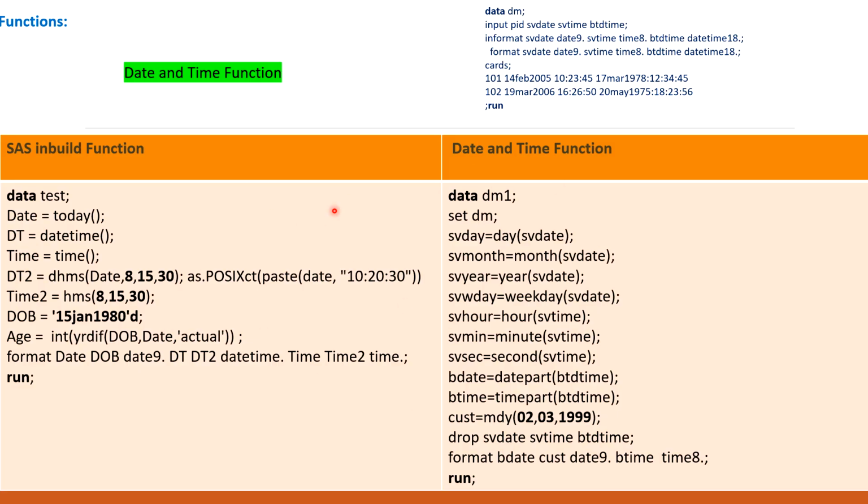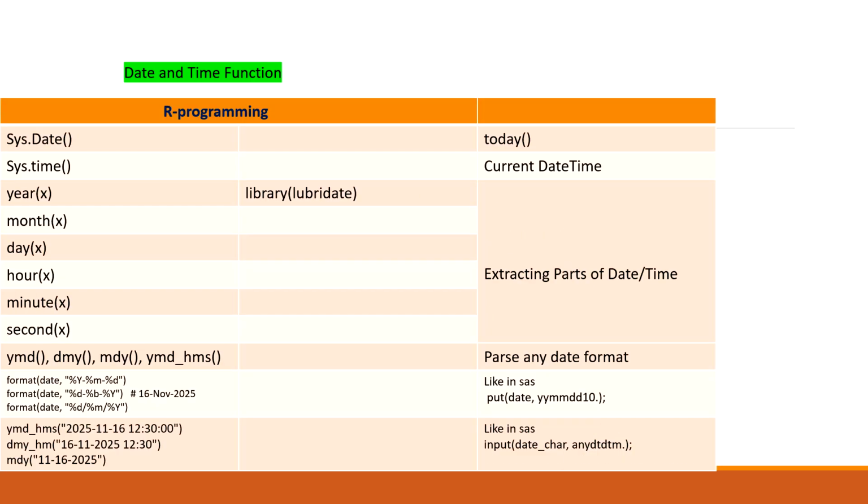We'll see how the date and time functions work in R. Like previously, we discussed how the date and time functions work in SAS programming. The same way here also: Sys.Date means we will get today's date, and Sys.time means you will get the current date and time.